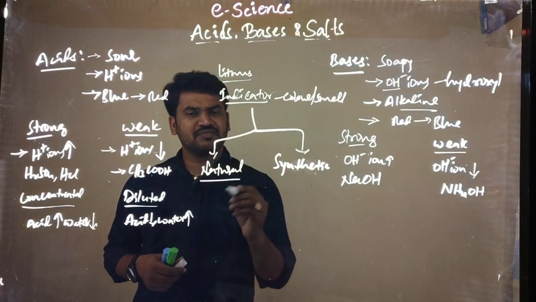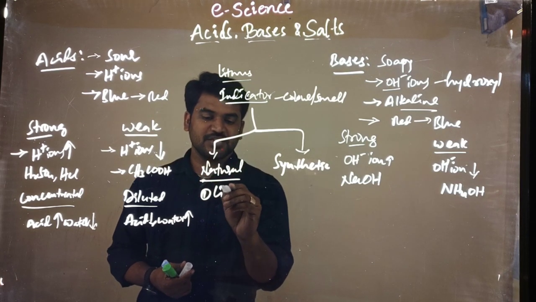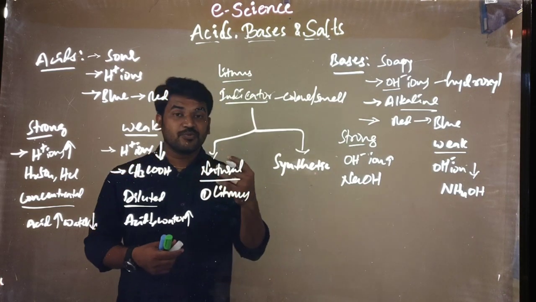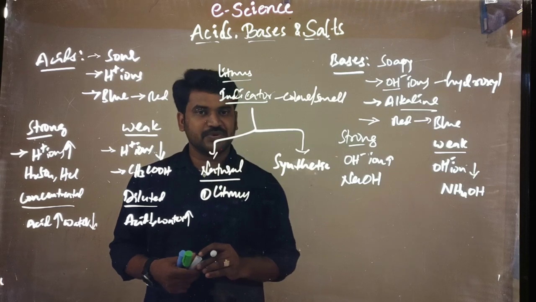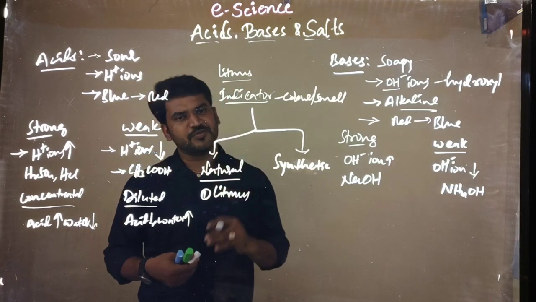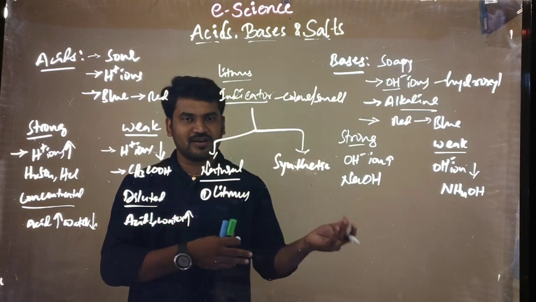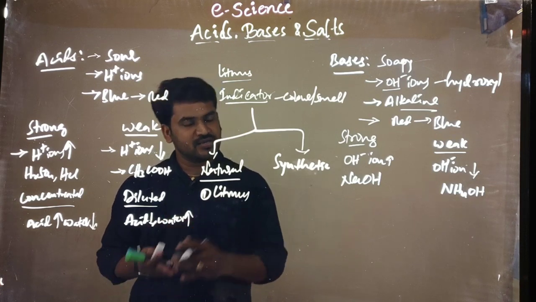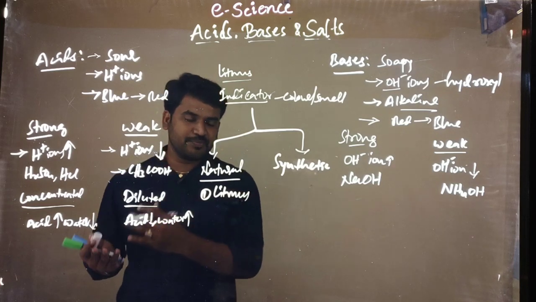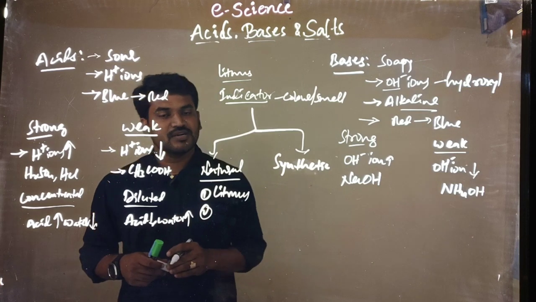And natural indicators are also of different types. Just now we discussed litmus. Litmus is a natural indicator which is a product of a plant. From the lichen plants we can prepare the litmus indicator, right? Litmus is like a paper, but it comes from plants, as we know paper is prepared from plants. In the same way, litmus paper indicator we get from a plant called lichen.